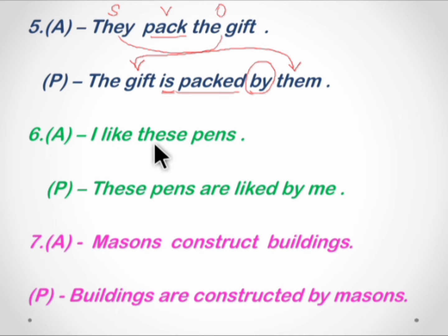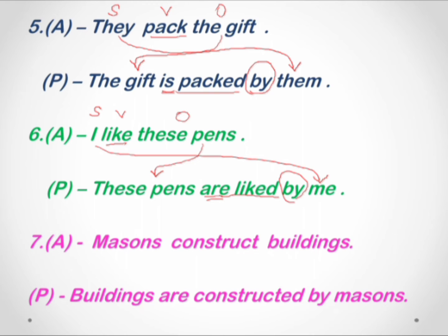The next one, I like these pens. I is the subject, like is the verb. These pens is the object. So these pens will be the subject of the passive voice. These pens is plural, so we use are. The past participle of like is liked, so it becomes are liked. "By" is used to denote the doer. I will change to me. So these pens are liked by me.